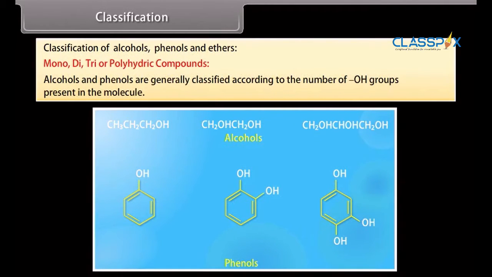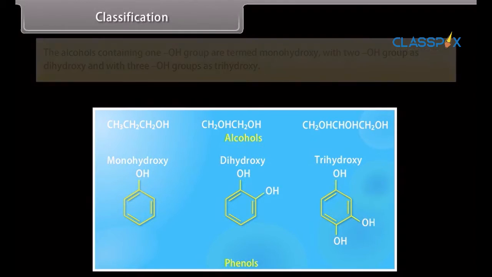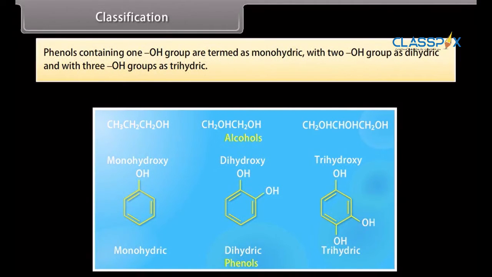Classification. Classification of alcohols, phenols and ethers. Mono, di, tri or polyhydric compounds. Alcohols and phenols are generally classified according to the number of hydroxyl groups present in the molecule. The alcohols containing one hydroxyl group are termed monohydroxy, with two hydroxyl groups as dihydroxy and with three hydroxyl groups as trihydroxy. Phenols containing one hydroxyl group are termed monohydric, with two hydroxyl groups as dihydric and with three hydroxyl groups as trihydric.